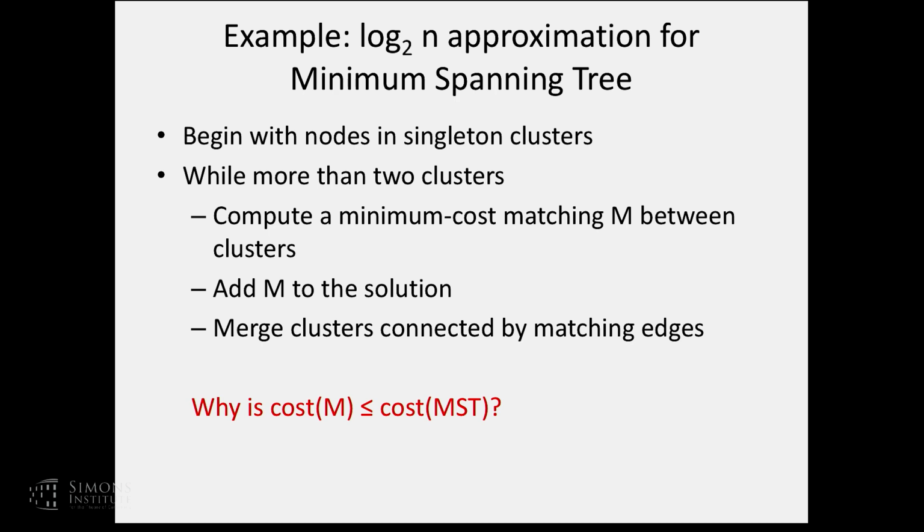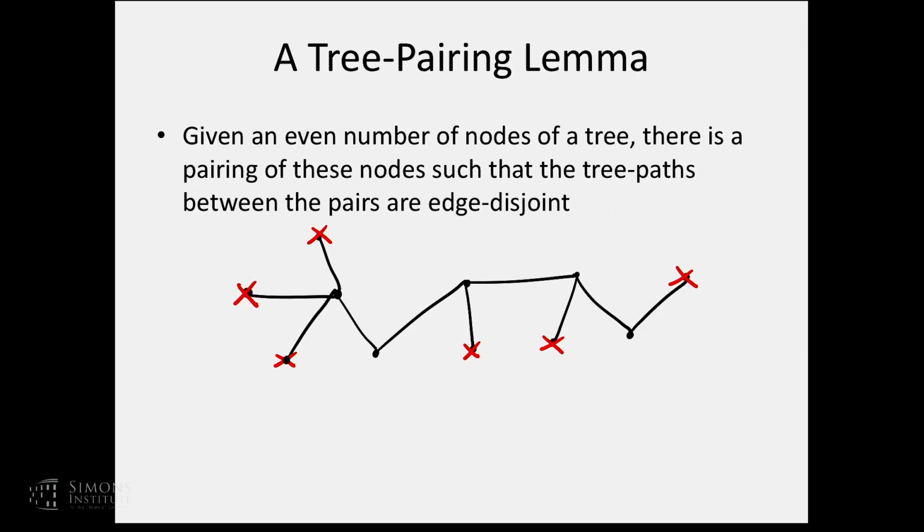And why is it the case that the cost of the matching that I built is at most the cost of the minimum spanning tree? This is the main question. And for this, you need a really simple observation. Imagine the optimal solution, which is the minimum spanning tree. And imagine that you have 6 components currently in your algorithm.